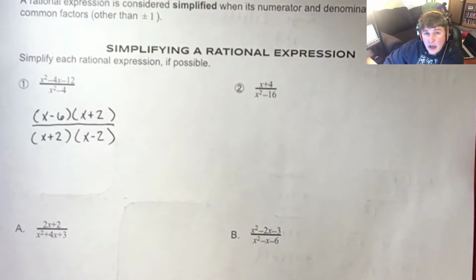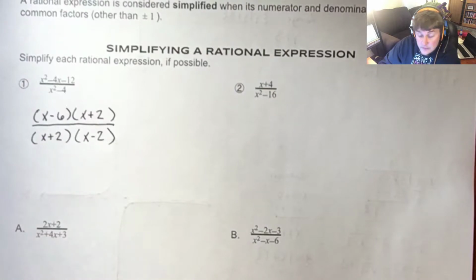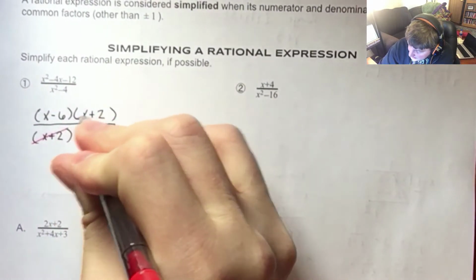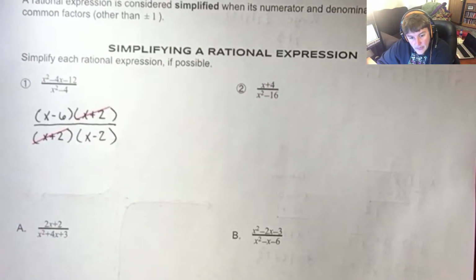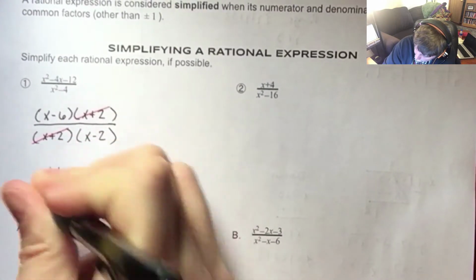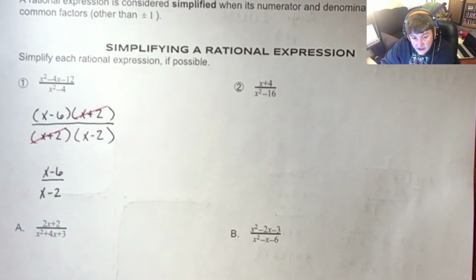So just as in the 3/4, 6/8 example, we have common factors. We have common factors in x plus 2. So these parts can cancel each other out. And then all that we are left with is x minus 6 over x minus 2. And that's just my final answer.